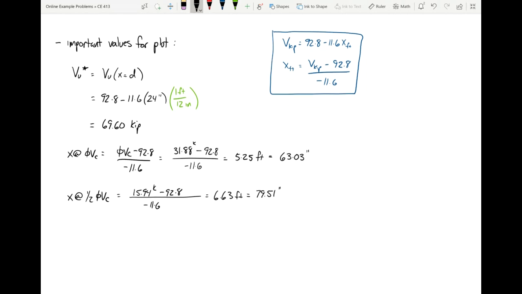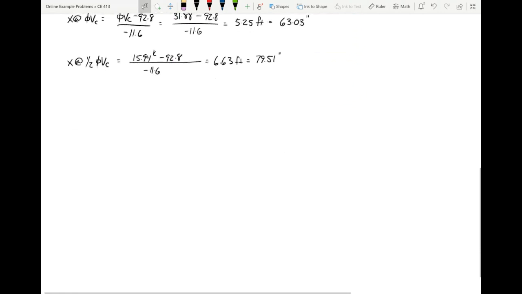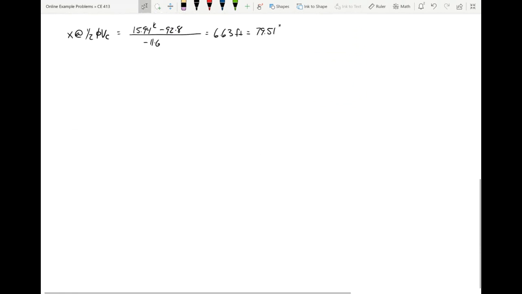Like I said, if you have any questions, please type them out in the chat. I can always scroll back up and down and go through something. Okay, so now we can plot our shear diagram, and it's pretty straightforward. Remember, the shear diagram for a beam like this just looks like that, with 92.8 and negative 92.8.